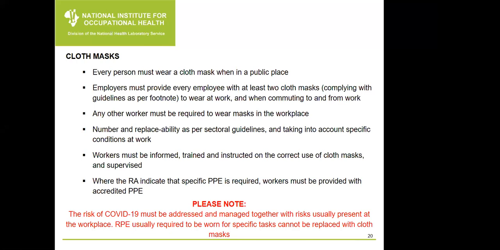But it's extremely important, and I keep emphasizing, that this is implemented over and above, or together with, the already existing requirements of the OSH Act. So if there is in your workplace a requirement to wear specific respiratory protective equipment or any other PPE, it still remains, and you cannot replace the specific RPE that you were required to wear in your workplace with a cloth mask. So whatever was identified through the risk assessment as the applicable PPE for your specific work task, that still remains.